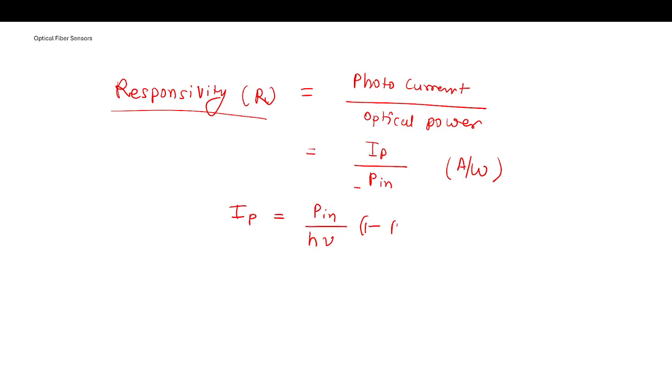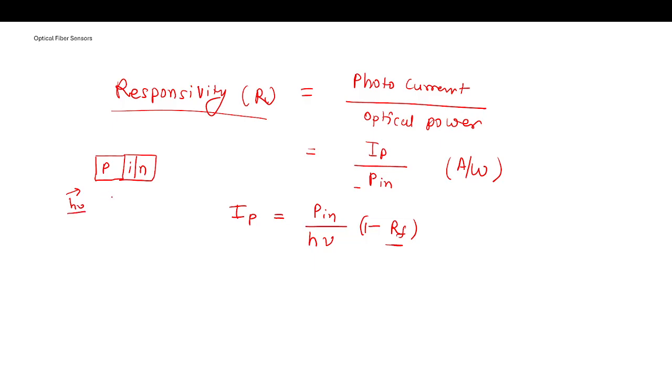One minus RF. RF is the reflection which is happening because of the photodiode or PD's region. Okay, we'll discuss about these things also. Just a second. PIN. First thing, this will clear about why the reflectivity is coming here in the picture.